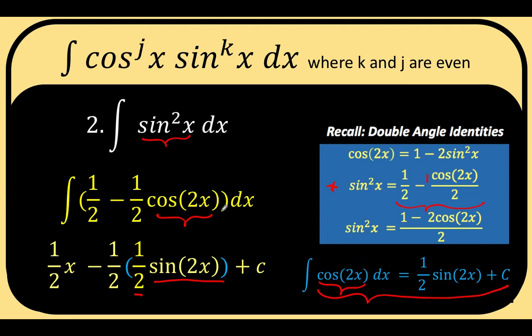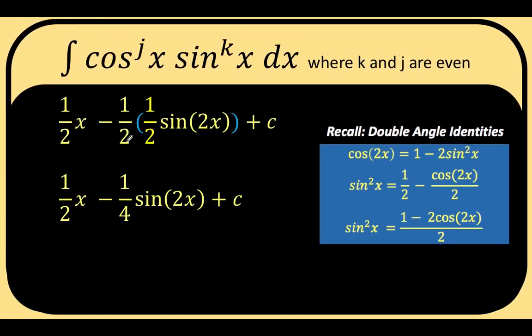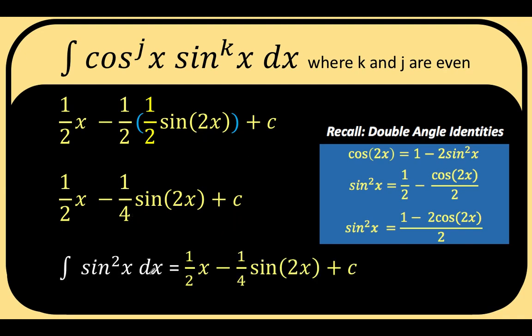So what we did was we performed substitution by recalling our double angle identity, and we apply the value that we arrive at in problem number 1 to arrive at this last line. Then all we have to do now is to algebraically simplify this last line. So we now have 1/2 x, 1/2 times 1/2 is 1/4, copy all the rest, and that gives us our answer for our problem number 2. So the antiderivative of sine squared x dx is equal to 1/2 x minus 1/4 sine 2x plus c.